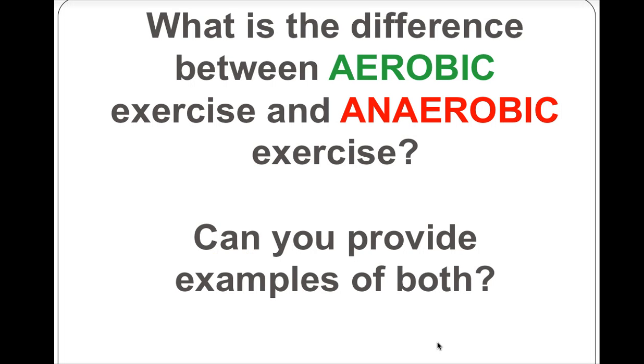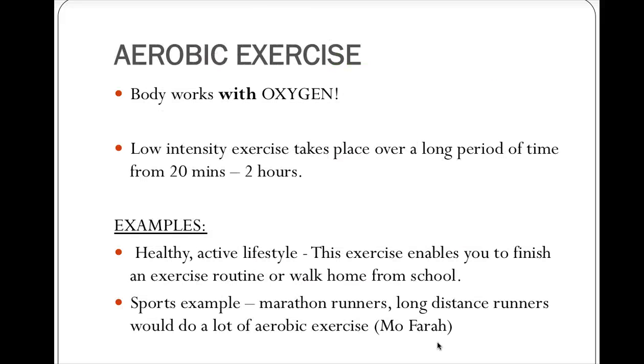So, first of all, we need to know the difference between aerobic exercise and anaerobic exercise. Aerobic exercise is when the body works with oxygen. You're using air. So any activity that lasts from between 20 minutes and 2 hours, and that is low intensity, so it's taking place over a long period of time. So your sports examples would be things such as swimming, cycling, marathon running or walking. These occur over a long period of time, so the body is using oxygen.